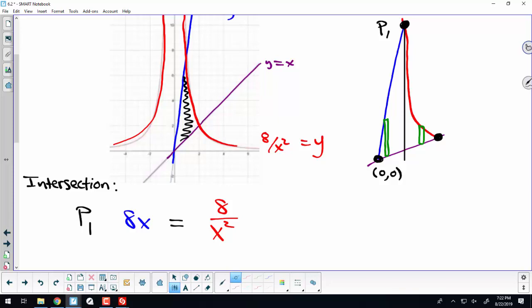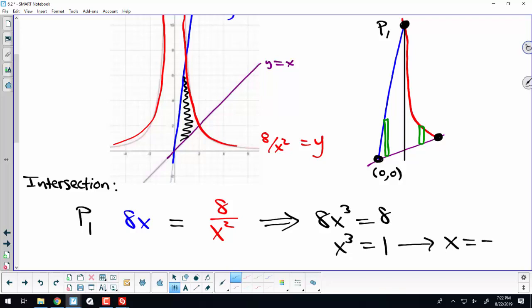Okay. So we're going to multiply through by x squared. We have 8x cubed equals 8, which means x cubed is equal to 1, which means x is equal to 1.